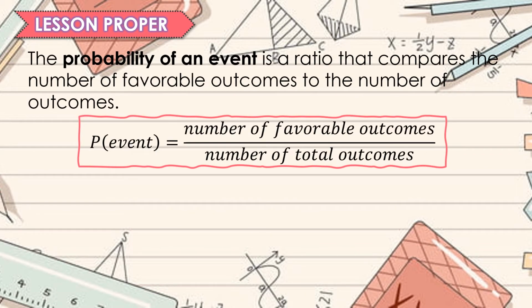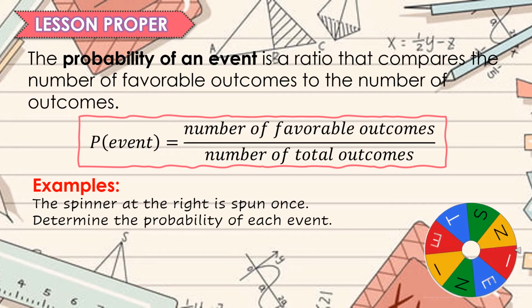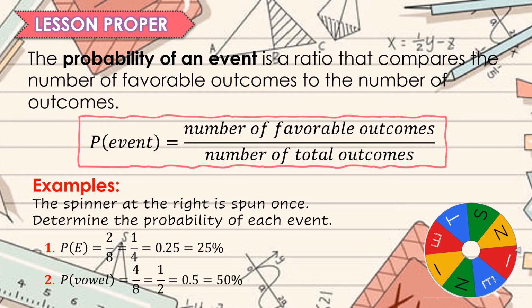The probability of an event is a ratio that compares the number of favorable outcomes to the number of outcomes. Therefore, the formula is the probability of an event is equal to the number of favorable outcomes over the number of total outcomes. For example, the spinner at the right is spun once. Determine the probability of each event. The letters in the spinner form the word Einstein. So what is the probability of spinning a letter E?